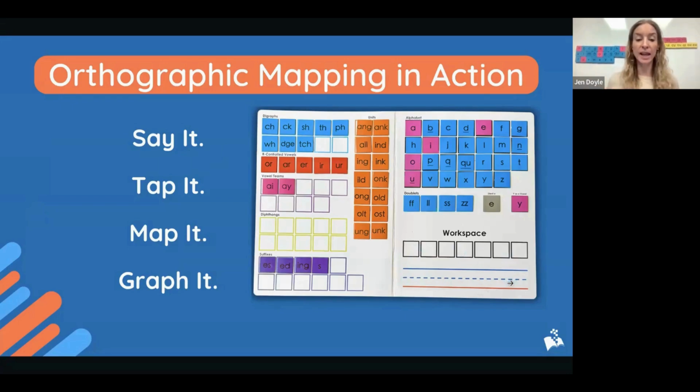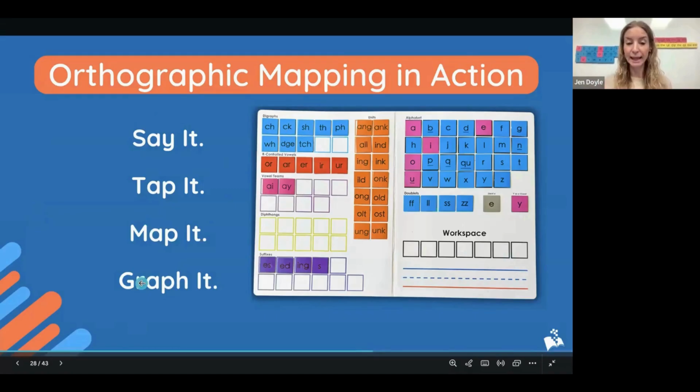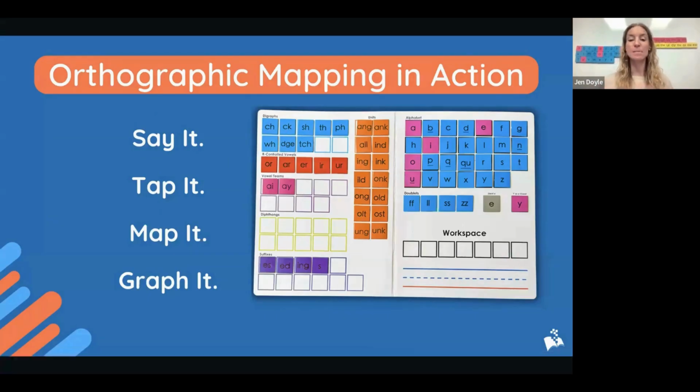And now, depending on the age of students, you might only have them focus on those top three, the say it, tap it, and map it, to really just get that down so that we're reducing the cognitive load of writing it, maybe at first, and then building that in, especially if students are struggling with letter formation. We want to focus on these top three, and you'll see that during this lesson that I'm doing right now. You'll see that happening.